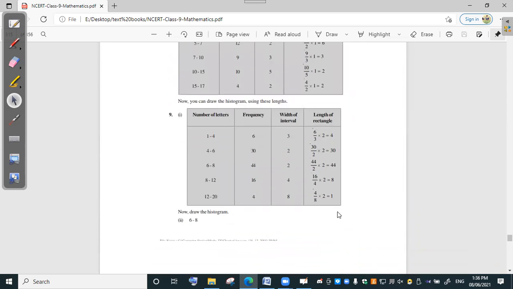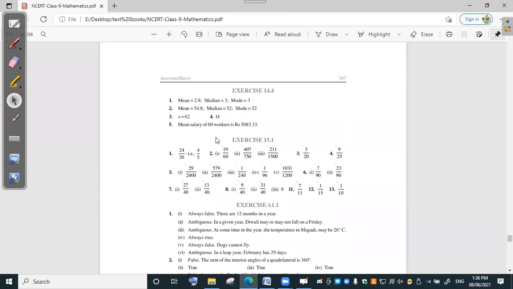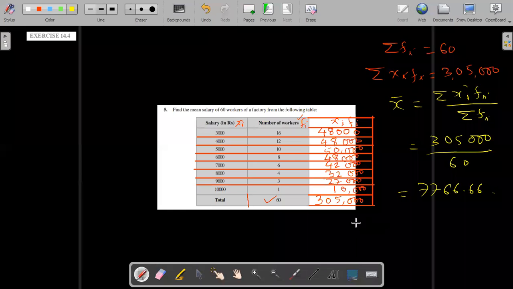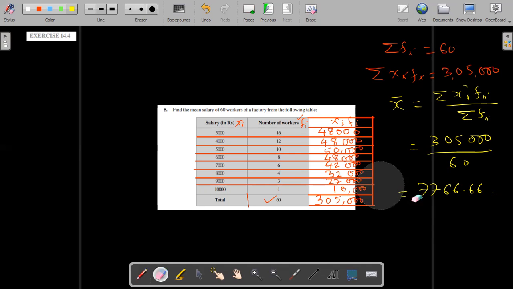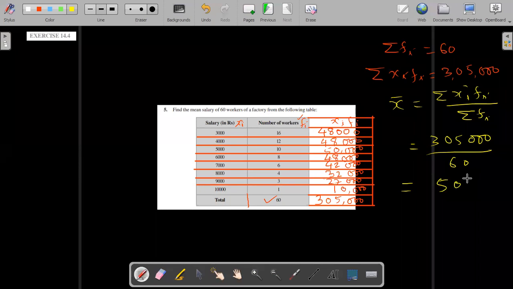In 14.4, the answer is not correct, it should be 5083. So you have to check the summation. We will check it again: 305,000 divided by 60. Oh, sorry, the division was wrong. Only the division was wrong, so everything else is correct. So we are getting 5083.33 as the mean average.